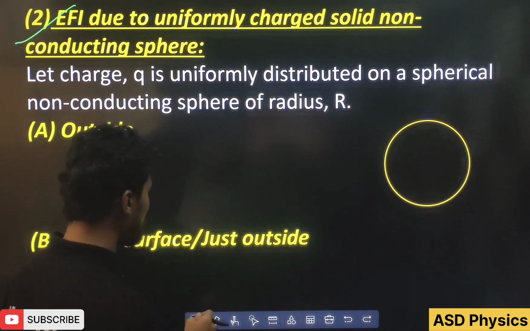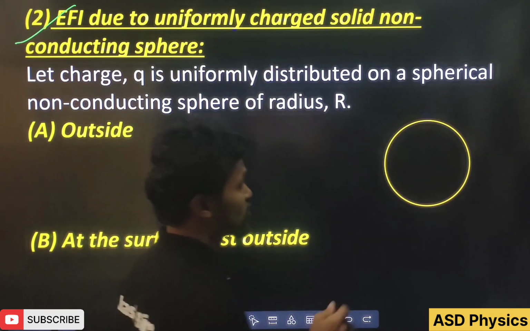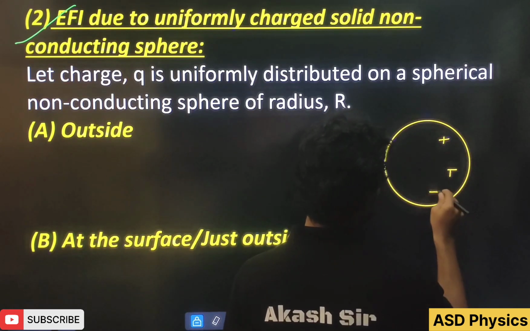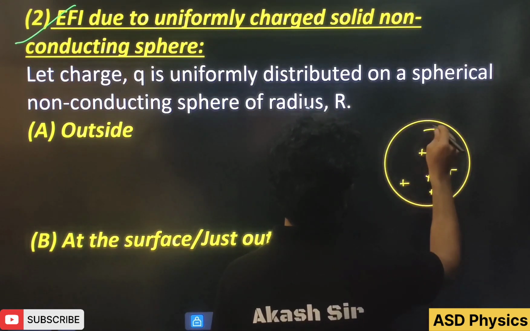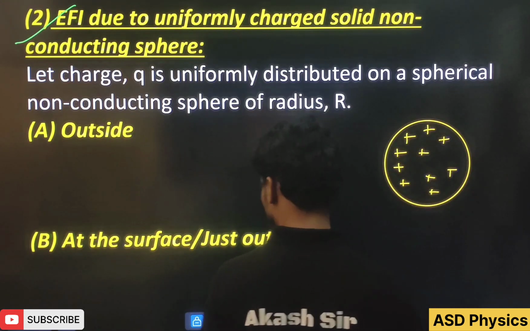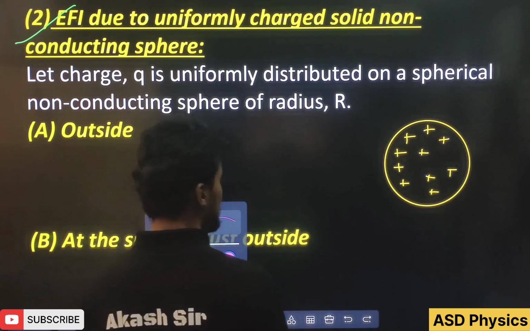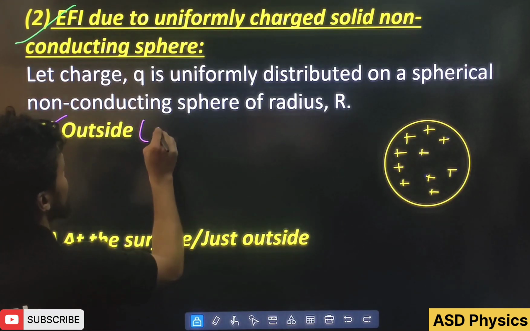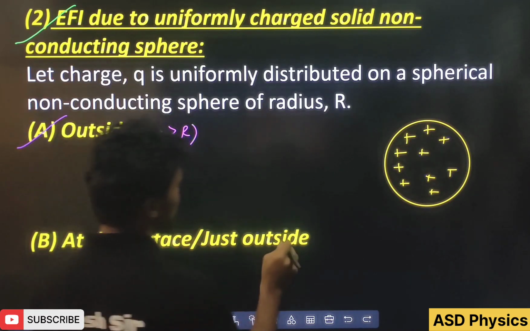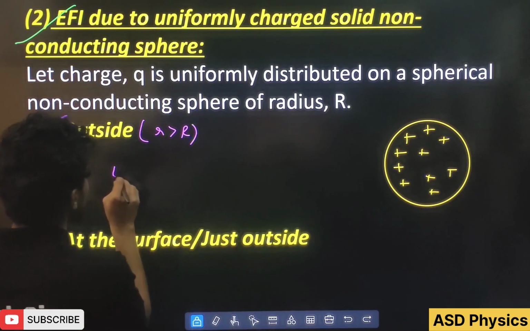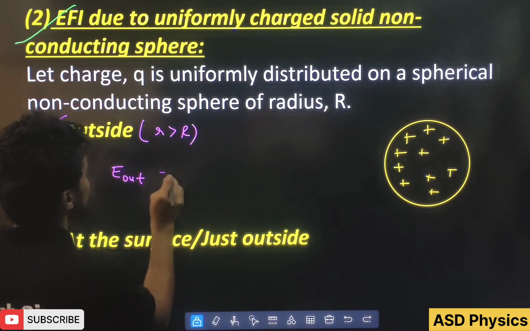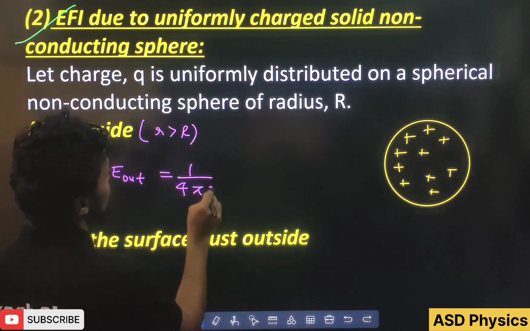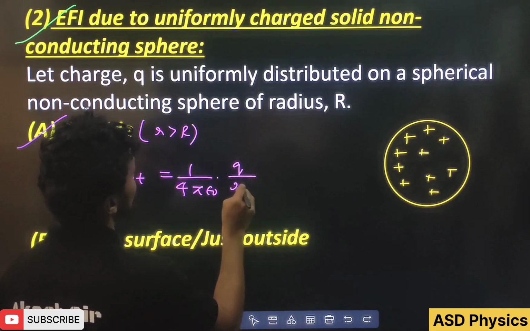In case of a solid non-conducting sphere, the charge will be uniformly distributed inside the non-conducting sphere. In this situation also, if I want to calculate the electric field outside, you know very well, R greater than R. In this situation, electric field outside will be the same story: 1 by 4 pi epsilon naught into Q by R square.